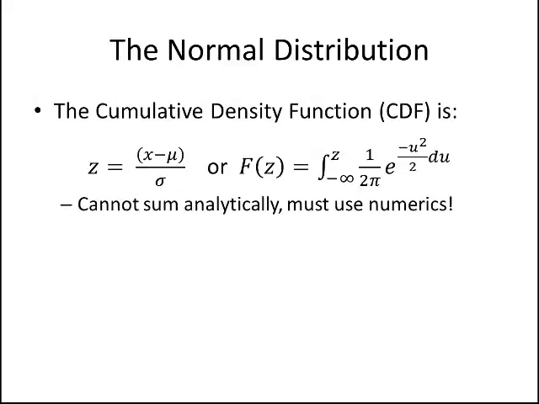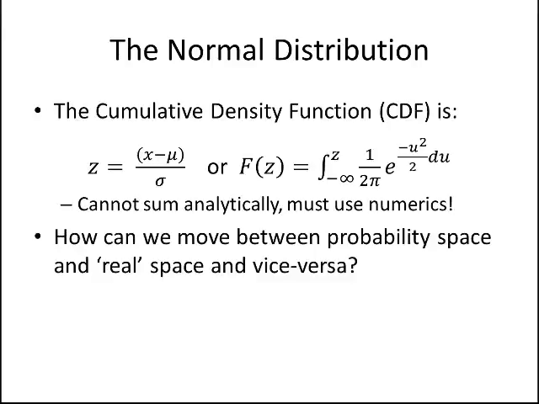Okay, in order to do this, we can't normally sum things analytically. We can't usually solve this integral by hand. It's tough to do, so instead we use numerics, a numerical approximation. And the question to keep in mind when we're talking about all of this is how can we move between probability space and real space and vice versa?